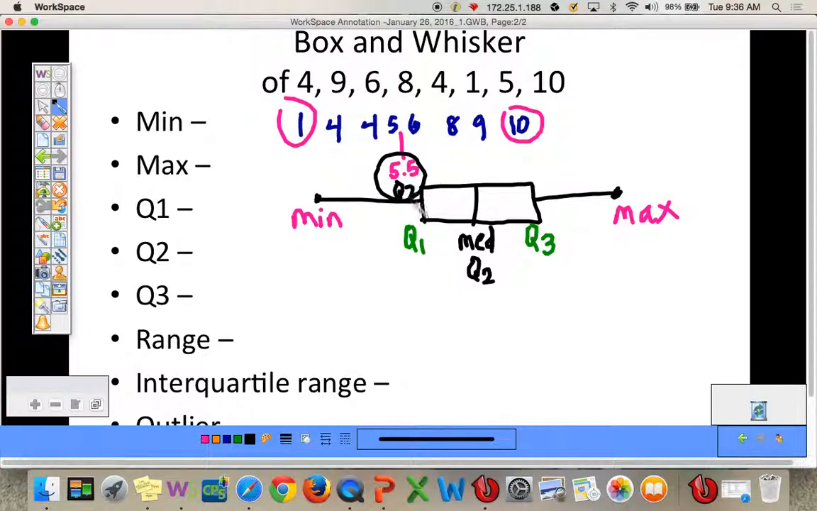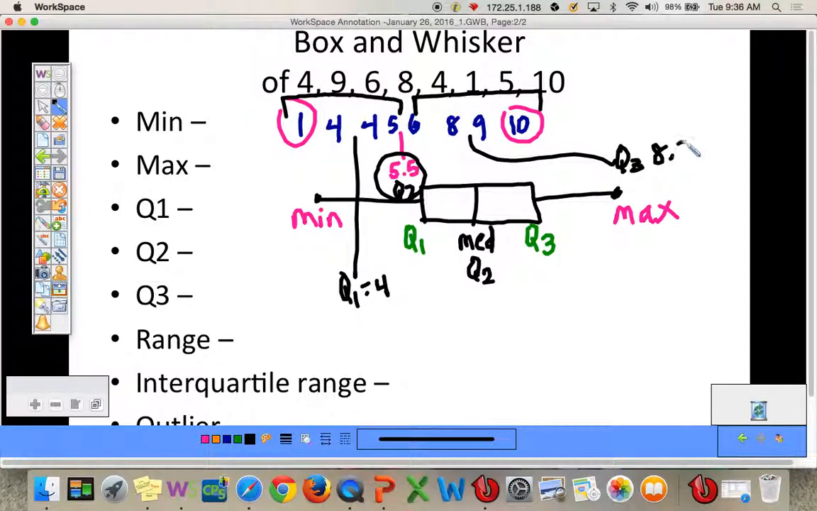And then we look at Q1. Q1 is the middle of the first half of data. So here, we don't count the 5.5. You never count the median. When you look at the first half of data, you look at everything below that. And it looks like Q1 is 4. It's the average of 4 and 4. And then we're going to look at these numbers to find Q3, and Q3 would be 8.5. So Q1 is the middle of the first half of data. Q3 is the middle of the second half of data.